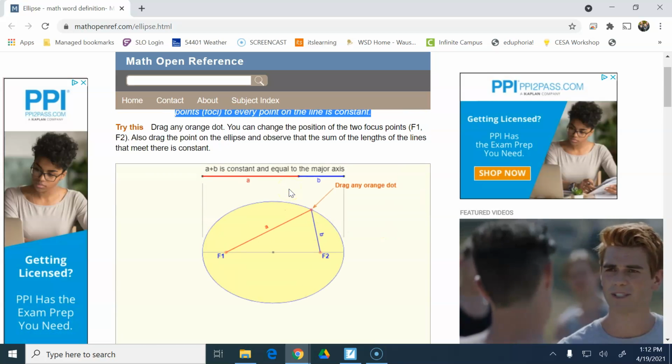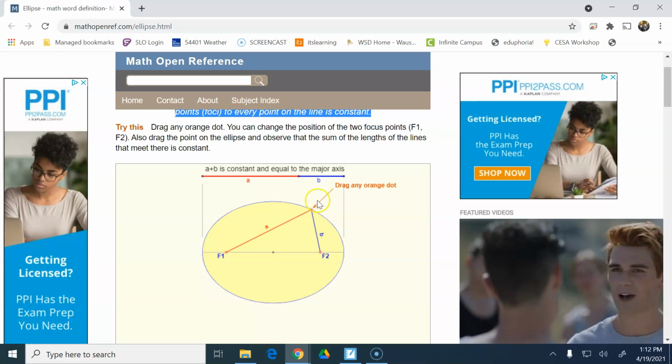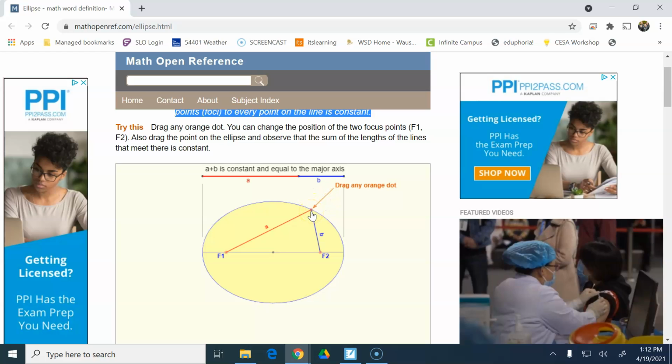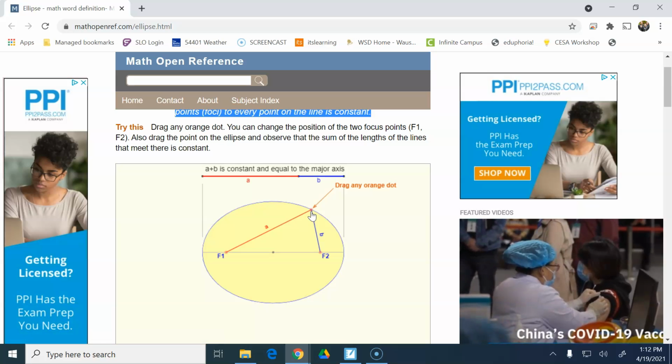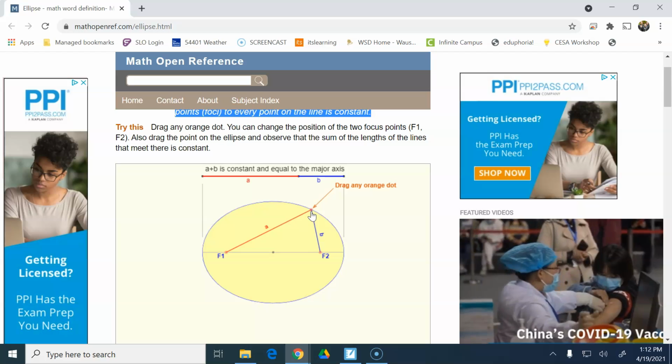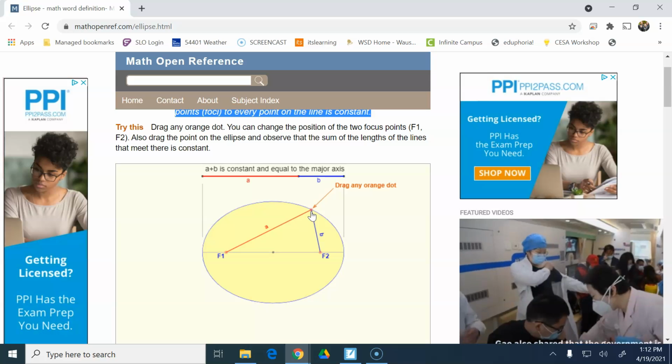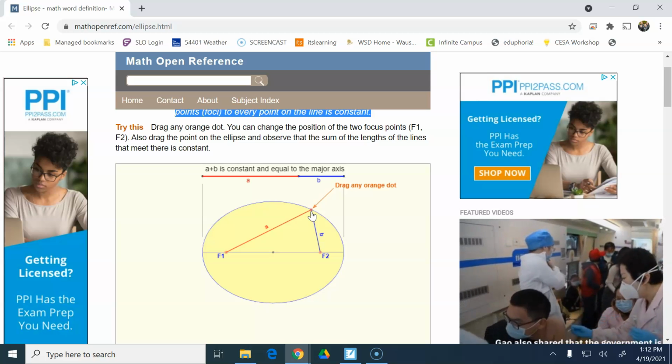I found this website, and the reason I like it is because what an ellipse basically is, you take a circle and you pull it. You stretch it out either horizontally or vertically. So it's like an oval. That's what we do with it.